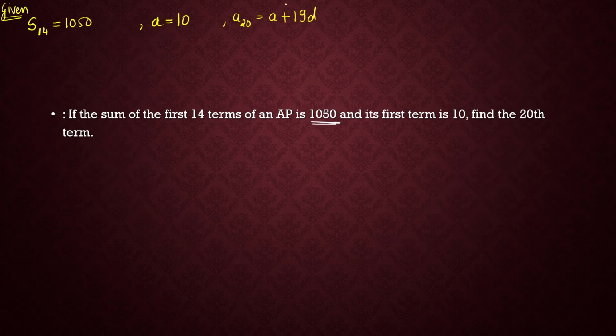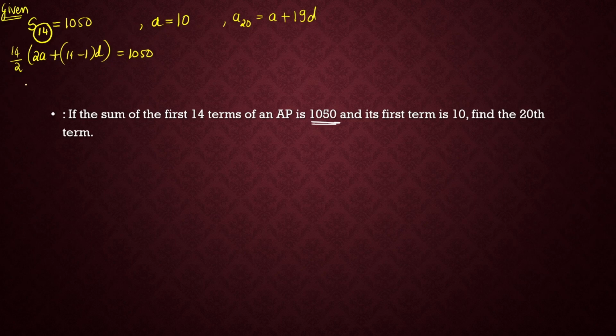So in order to get the value of the 20th term, we need to know the value of a, which we already know is 10. We have to find the common difference. So let's find the common difference. Now what is this S14? I can write it as n by 2 into 2a plus n minus 1 into d, that is equal to 1050. Now what is the value of n here? n is equal to 14. So in place of n, I'll just replace it by 14.